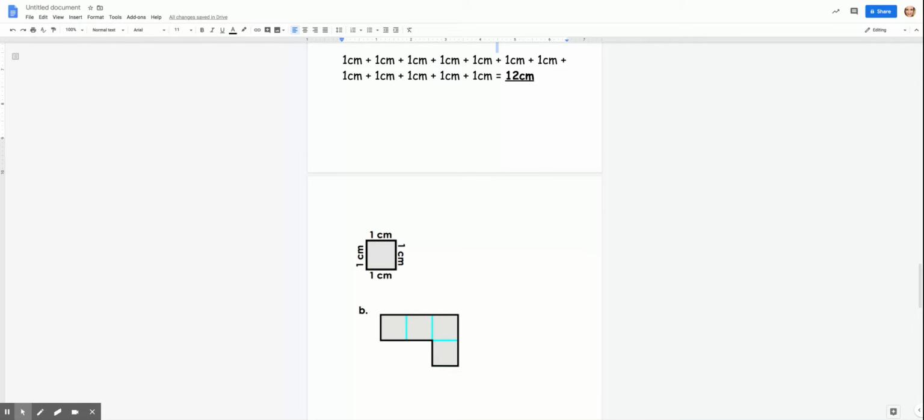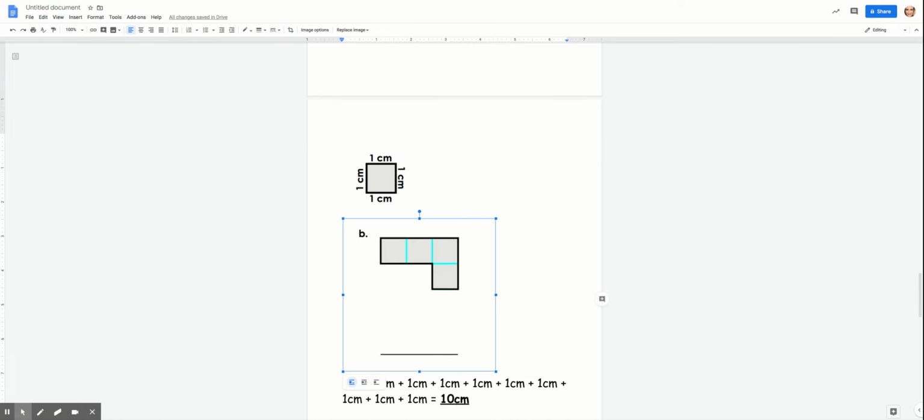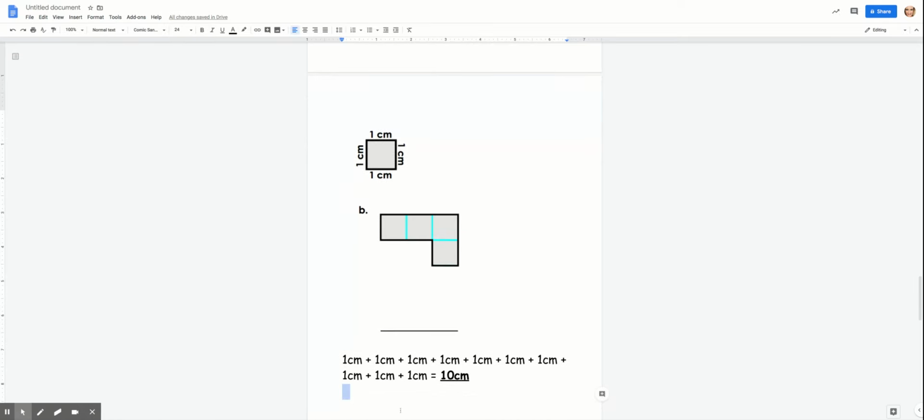I hope that you set up your problem something like this. 1 plus 1 centimeter plus 1 plus 1 plus 1 plus 1 plus 1 plus 1 equals 10 centimeters. If you got 10 centimeters, you are correct. Let's go up to our object and count those. 1, 2, 3, 4, 5, 6, 7, 8, 9, 10. 10 centimeters.